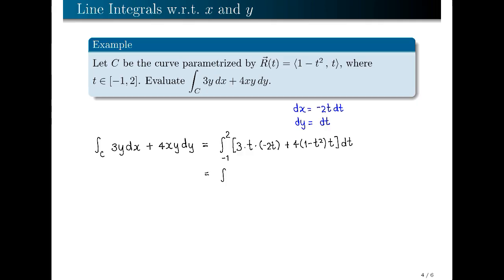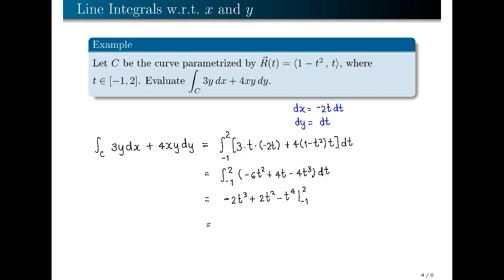Simplifying, I get the integral from negative 1 to 2 of negative 6t squared plus 4t minus 4t cubed dt. Integrating term by term, I get negative 2t cubed plus 2t squared minus t to the fourth, evaluated from minus 1 up to 2.